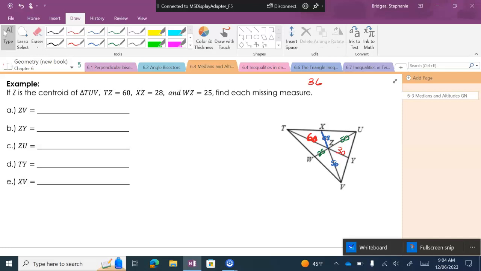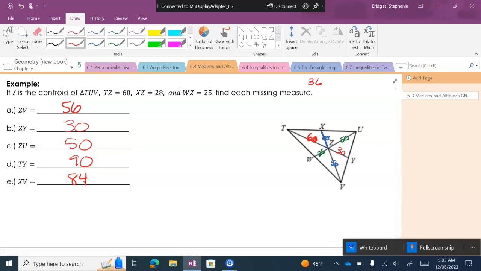What would ZV be? What did we label it as? What about ZY? We labeled that as 30. ZU? 50. Ooh, what about TY? What would that be? 90. I would add the 60 and the 30 together. And then what about XV? 84? Yeah, add 28 and 56 together.